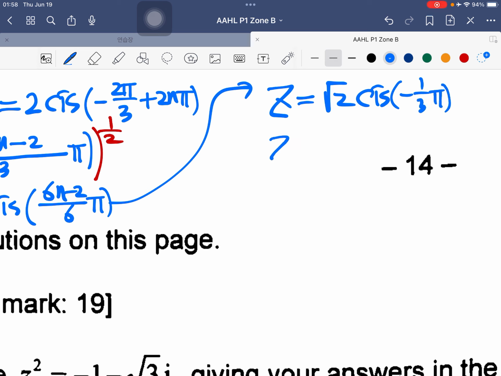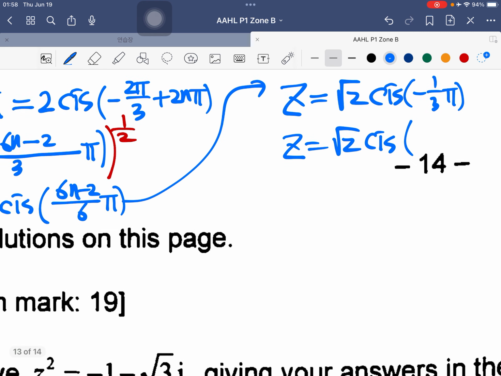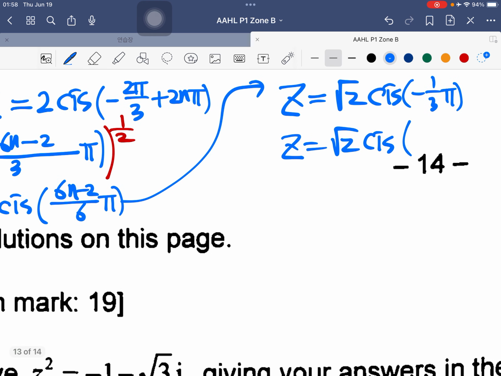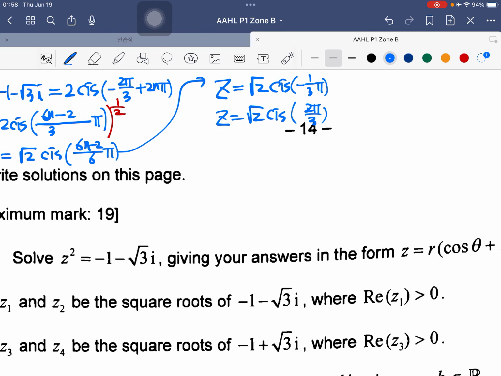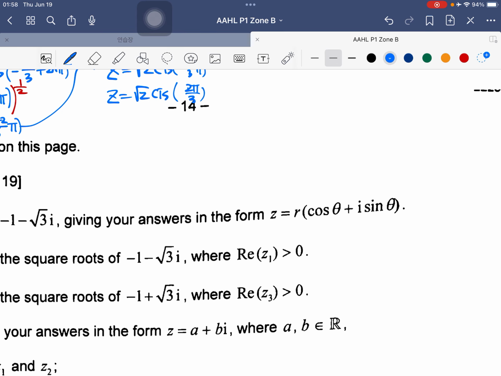And also z equal square root of 2 cis, putting 1 over there. 1 gives 6 minus 2, which is 4 over 6 pi, so 2 pi over 3. And then we have to show this kind of format.